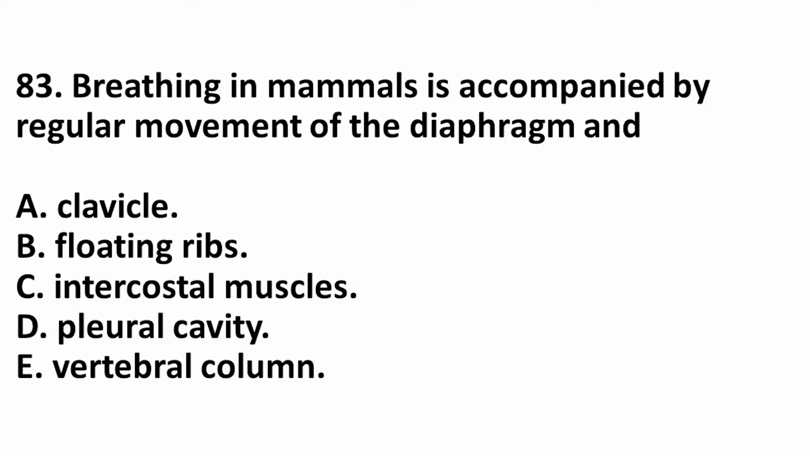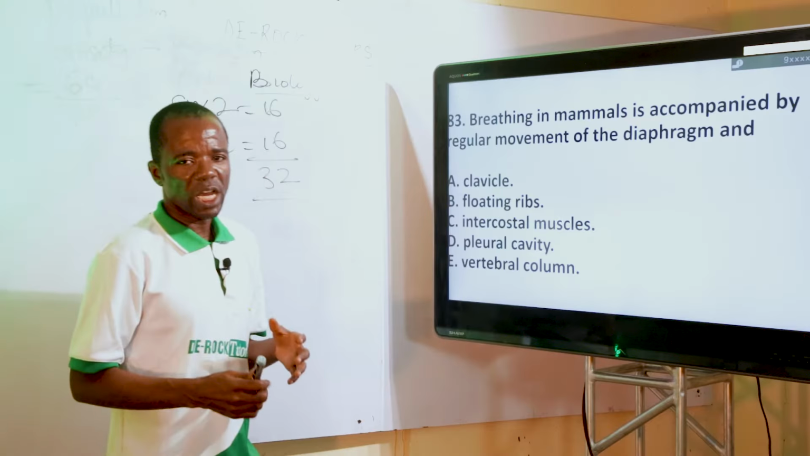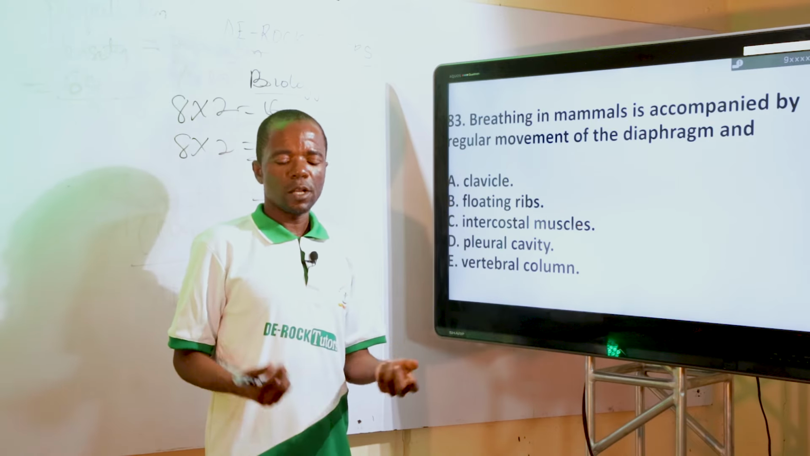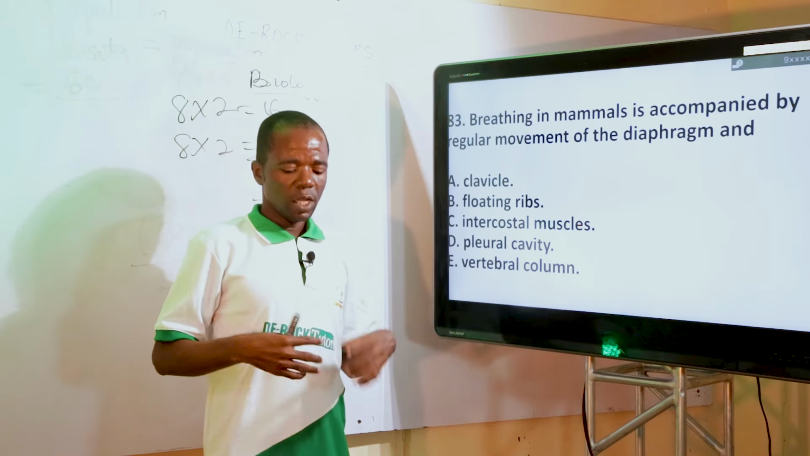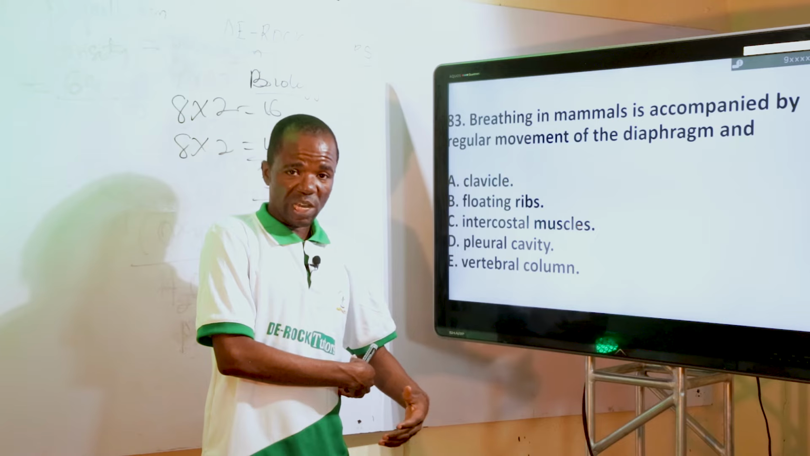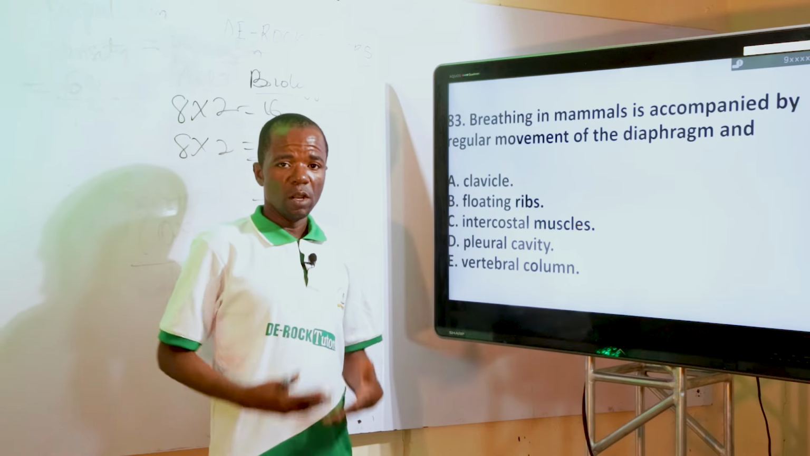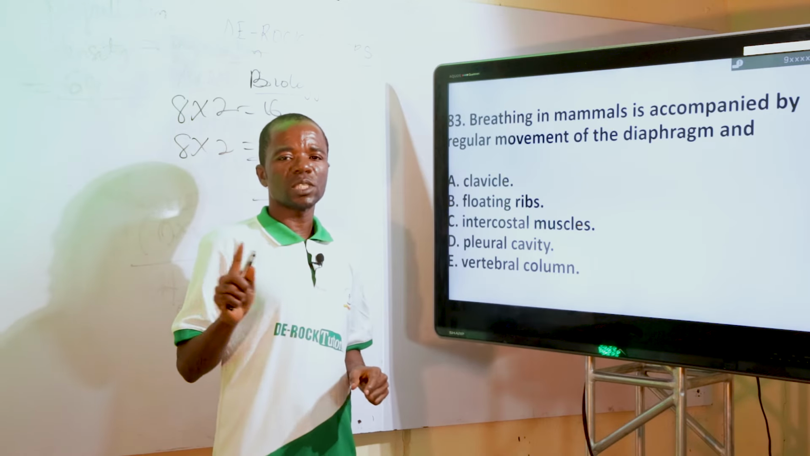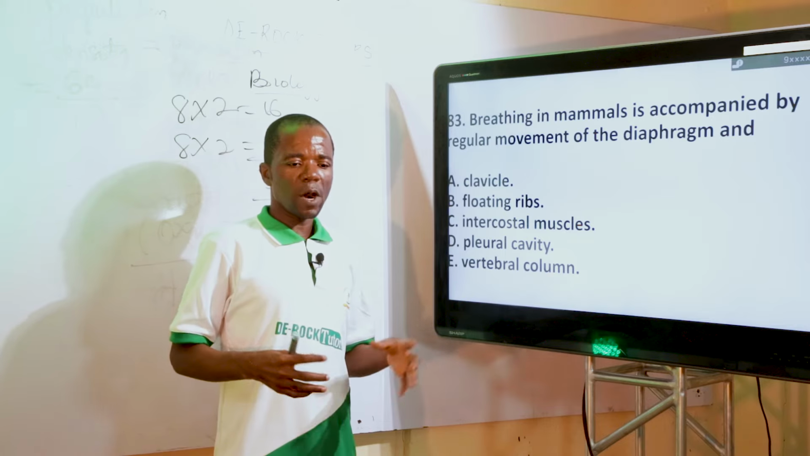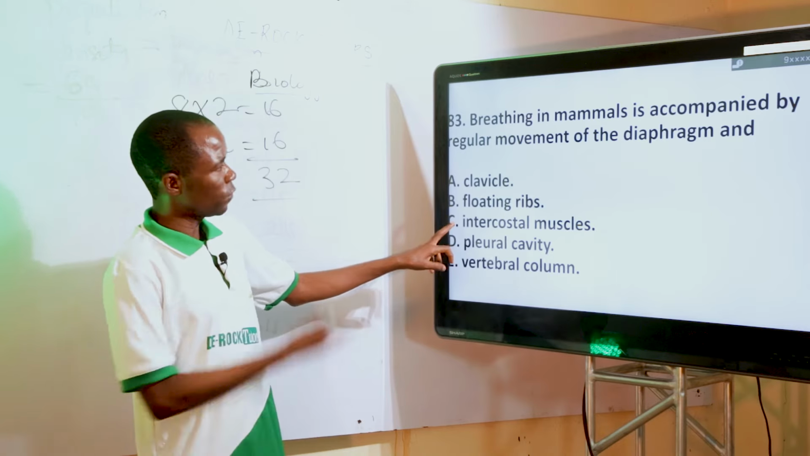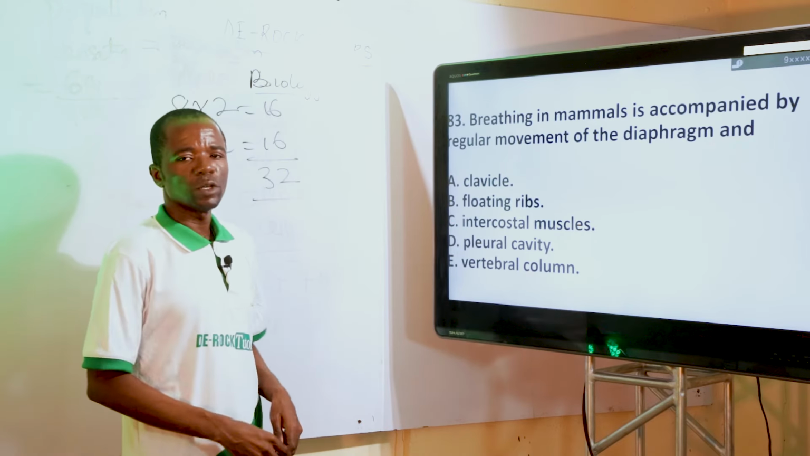Number 83. Breathing in mammals is accompanied by regular movement of the diaphragm, and thus we know that during breathing, either breathing out, which is called expiration, or breathing in, which is called inspiration, there is this rhythmical movement of the diaphragm. We know that diaphragm is that muscular tissue that separates the upper abdomen from the lower abdomen, and also the external and the internal intercostal muscles. So breathing is brought about by movement of the diaphragm and also intercostal muscles. So for number 83, the correct answer is option C.